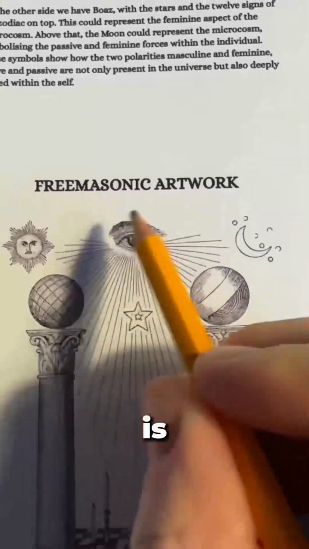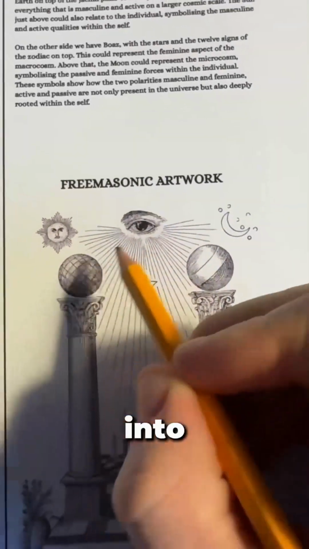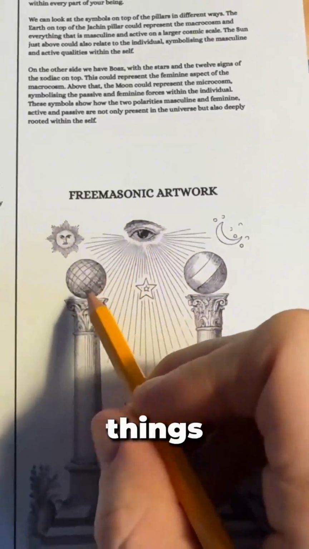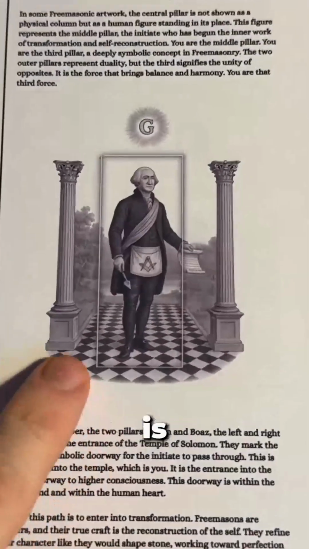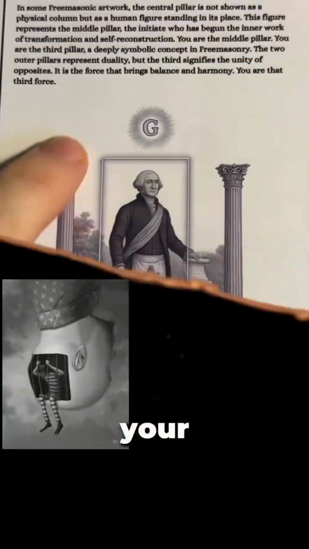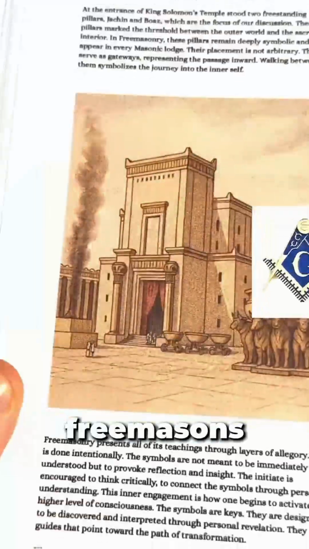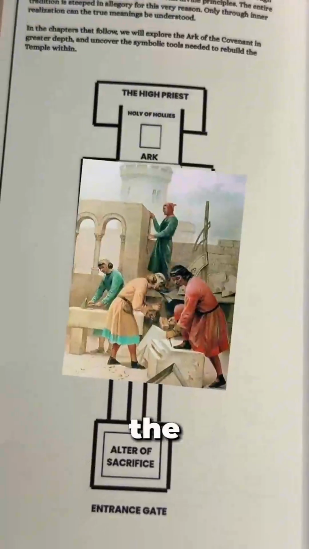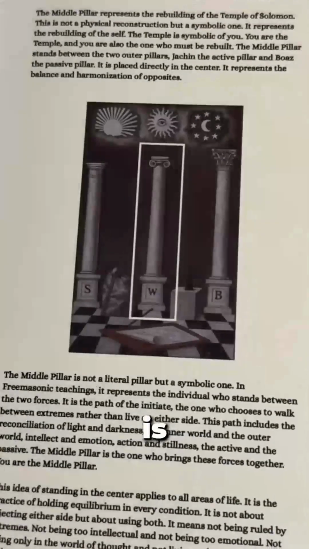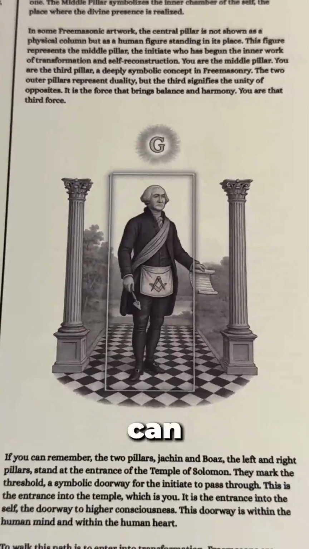The observer is singular, but your mind turns into duality, because your mind labels things in good or bad. If your mind is filled with fear and anxiety, then your observer is inside a prison. Freemasons call themselves builders. They're the rebuilders of the Temple of Solomon, which is your mind, so that your observer can thrive in a divine temple and not a prison.